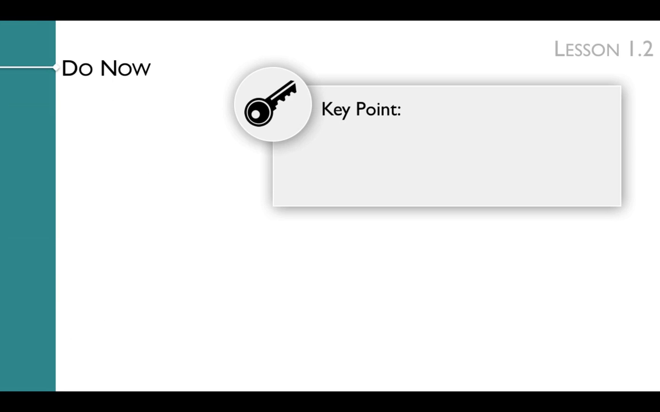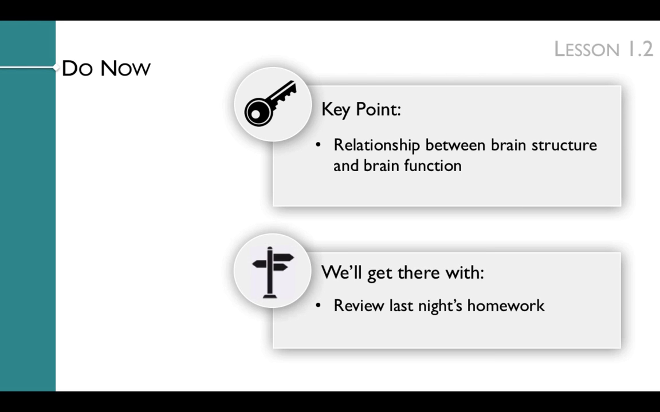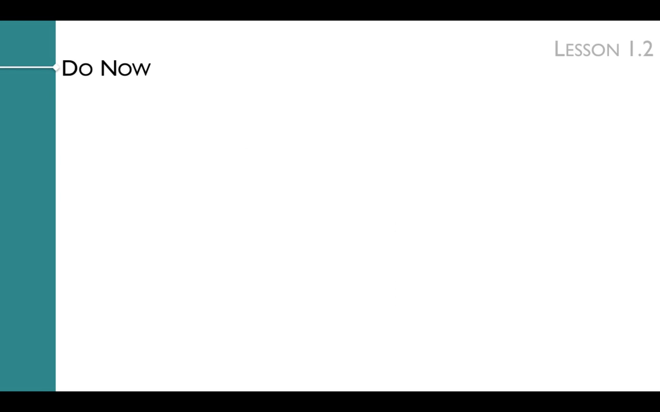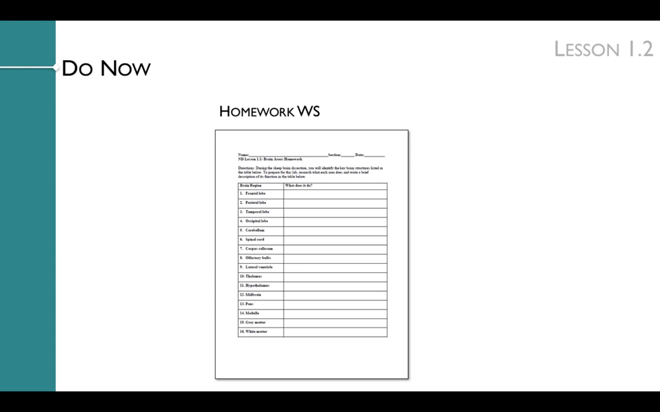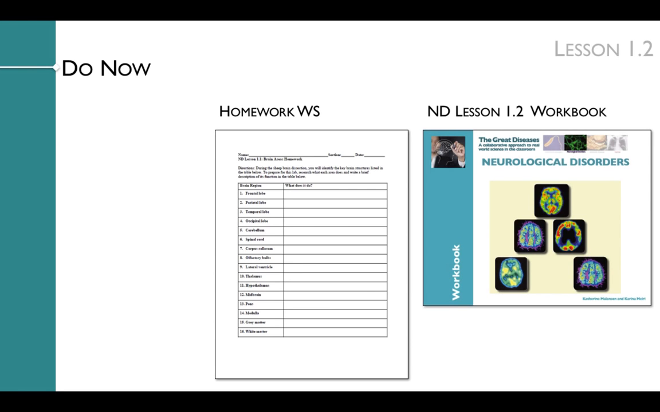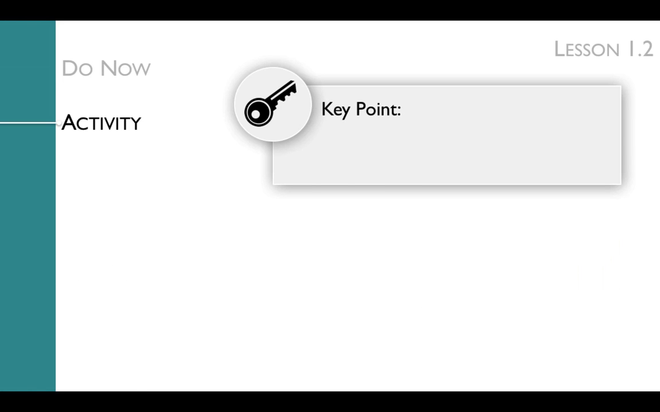The key point of the lesson's discussion is to focus on the relationship between brain structure and function. We'll get to this key point by reviewing last night's homework, in which students completed a worksheet that had them research the function of the main structures of the brain. One resource students could use to assist them with this research was their student workbook, specifically the reading associated with today's lesson, Lesson 1.2.